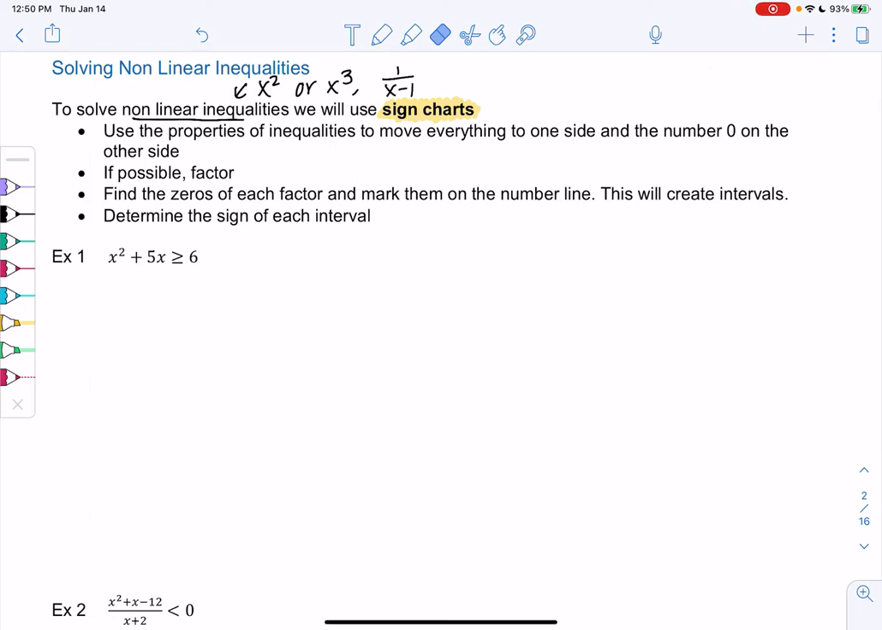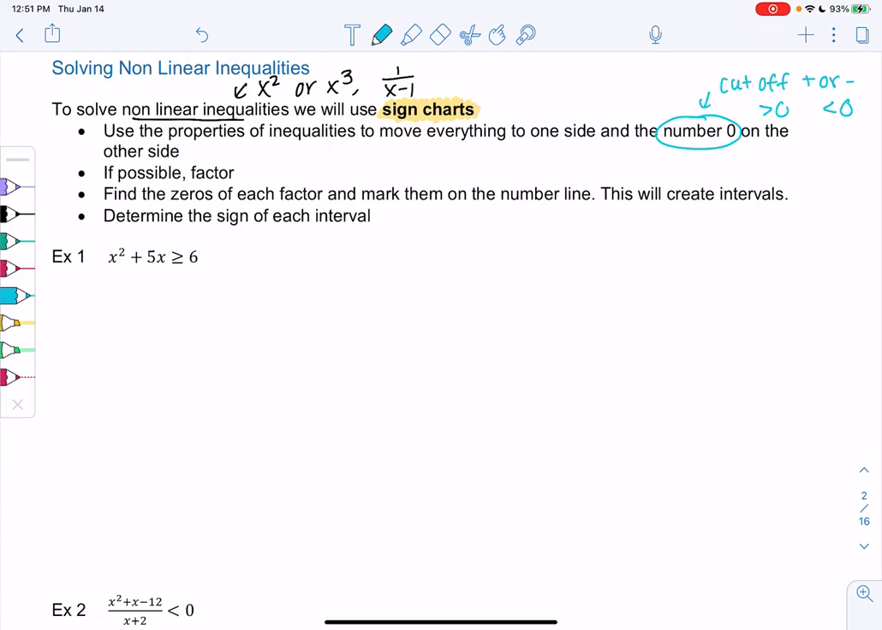So the first step is we're going to use properties of inequalities to move everything to one side and the number 0 on the other side. So we'll always have the number 0. And the reason that we use 0 is that's our cutoff for positive or negative. If things are greater than 0, they're positive. Less than 0, they're negative. But if I put any other number there, that's no longer useful.